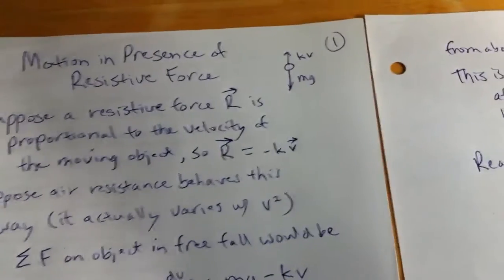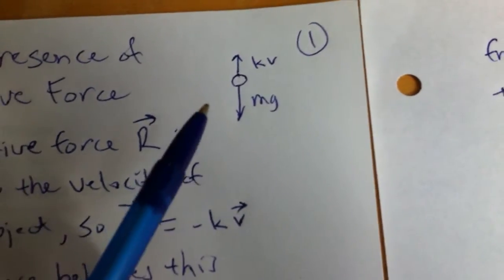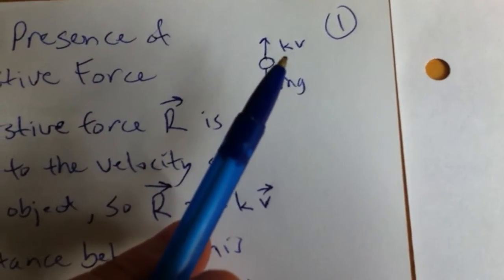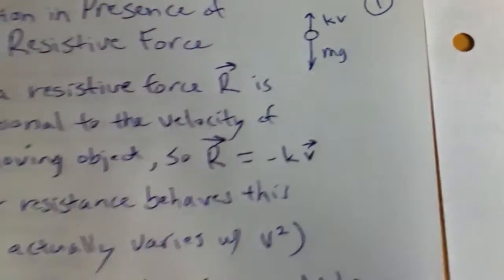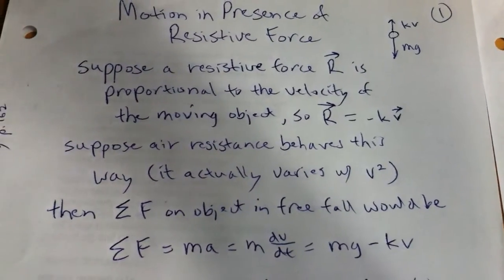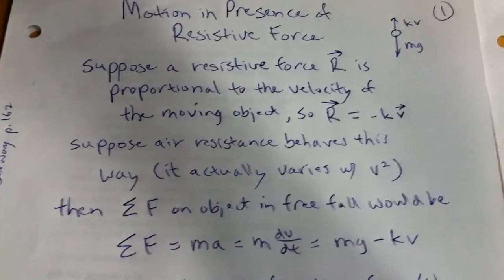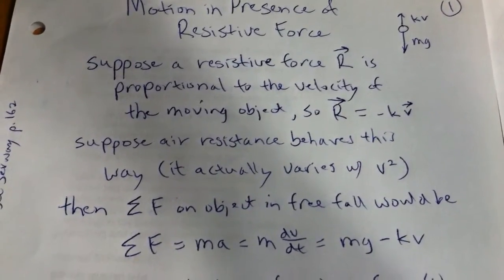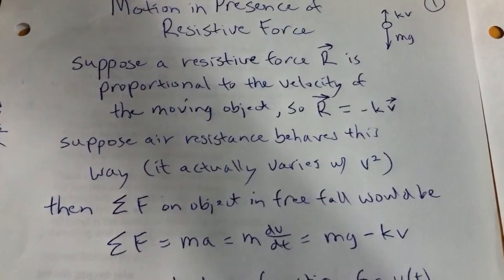So let's just suppose we have an object in motion. It's falling and it has two forces acting on it, gravity and this resistive force which is proportional to its velocity. By the way, this is not the way air resistance works. It turns out air resistance is proportional not to velocity but the square of velocity. But let's suppose we have this resistive force R that's proportional to the velocity. So R equals negative kV.